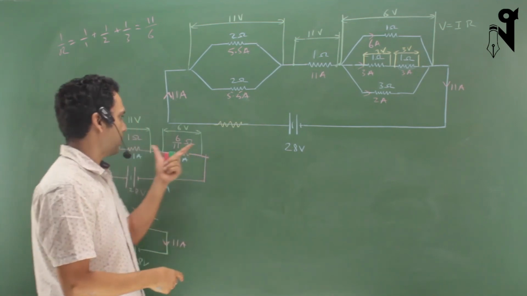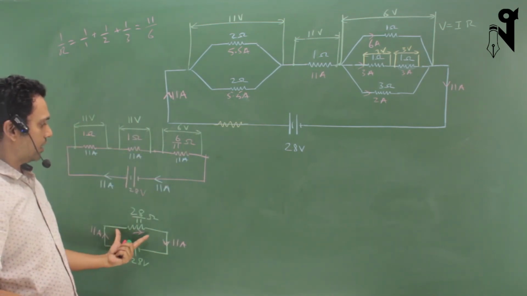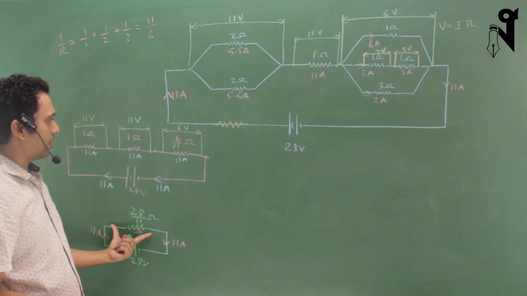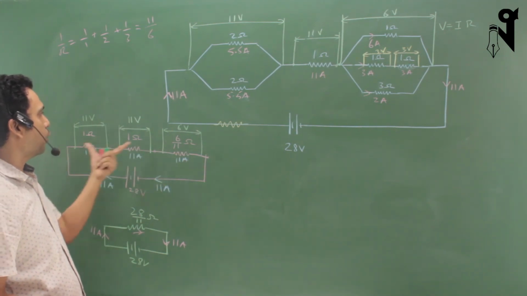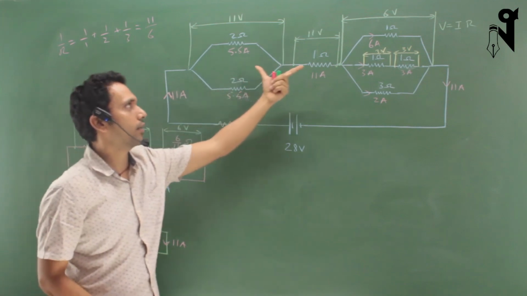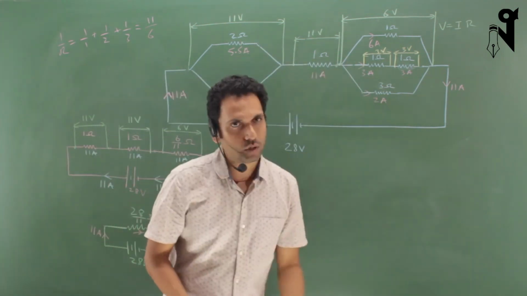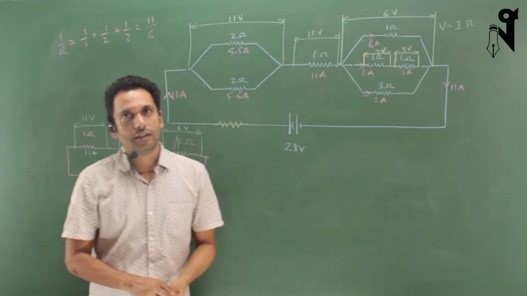You have to reduce it to a single resistance and a single battery, get the current, then get the current in each resistance, get the voltage across it. Once you have the voltage across, you map it back to the original question and do the rest.